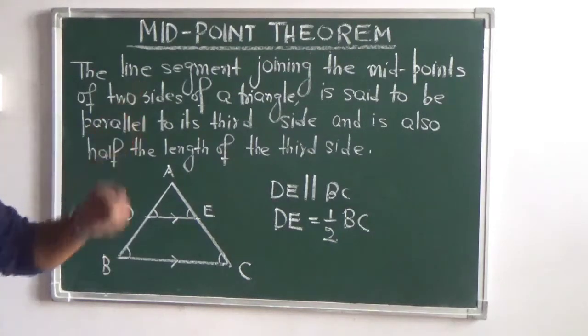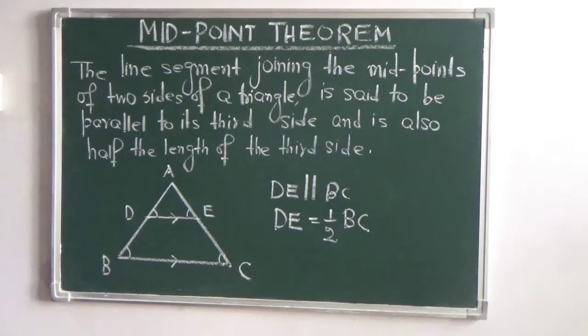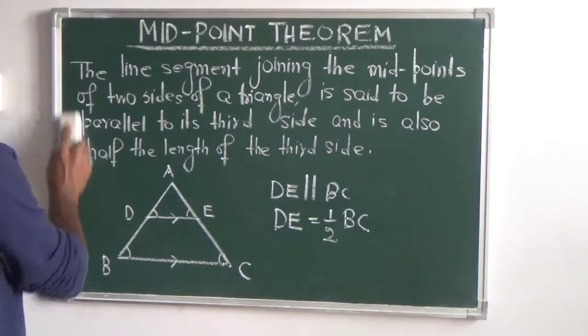The line segment joining the midpoints of two sides of a triangle is said to be parallel to the third side and is also half the length of the third side. Now we will proceed to prove this theorem. The proof is important. This might be asked in the examination as well, so you must learn how to prove this particular theorem.